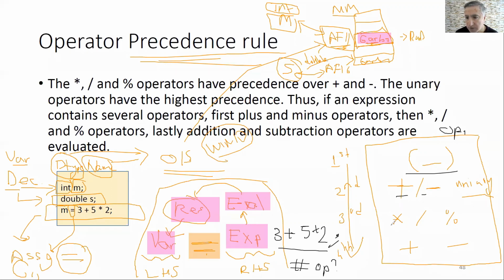Parentheses, plus, minus, multiplication, division, modulus. So how many of them? Is 3 an operator or a number? 3 is a number. 5, number. 2, number. So plus, you see that here is the plus and here is the plus. Plus is the operator and multiplication is another operator. How many operators? 2. So that's a very simple question.